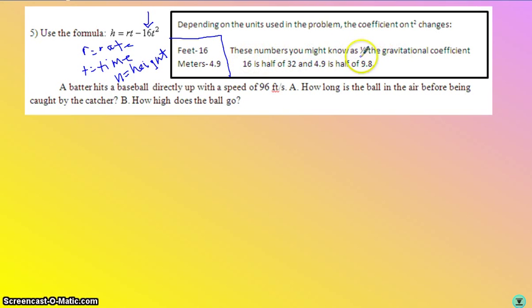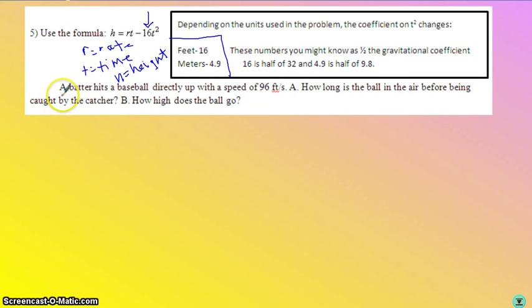Now, for those of you that do recognize this, these numbers or coefficients are half of the gravitational coefficient. 32 feet per second squared is the gravitational coefficient. We use half of it, or 16. 9.8 is that same gravitational coefficient in meters. We used half of it for this particular formula.